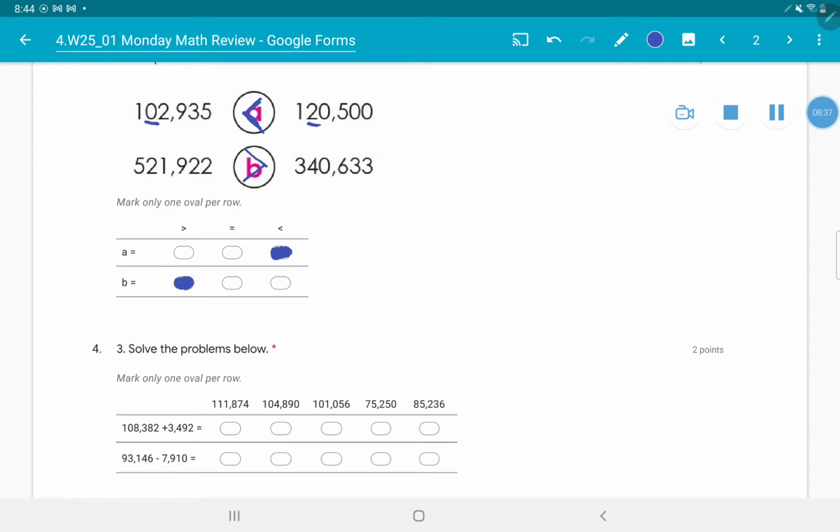All right. The next problem, you had an addition and subtraction problem to solve. Okay. So first you had addition. You had 108,382, and we needed to add 3,492.